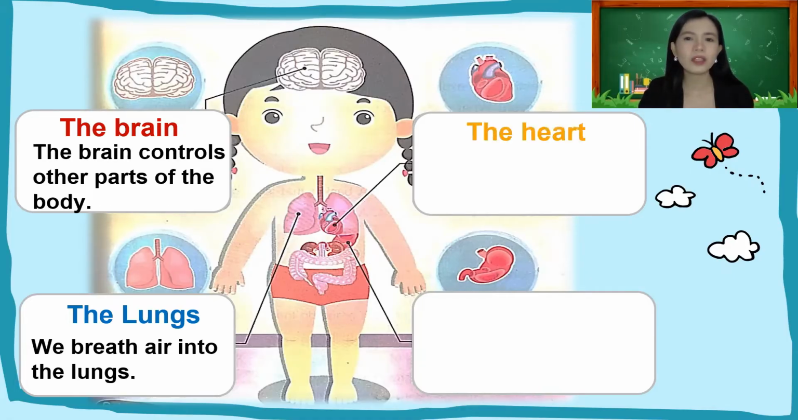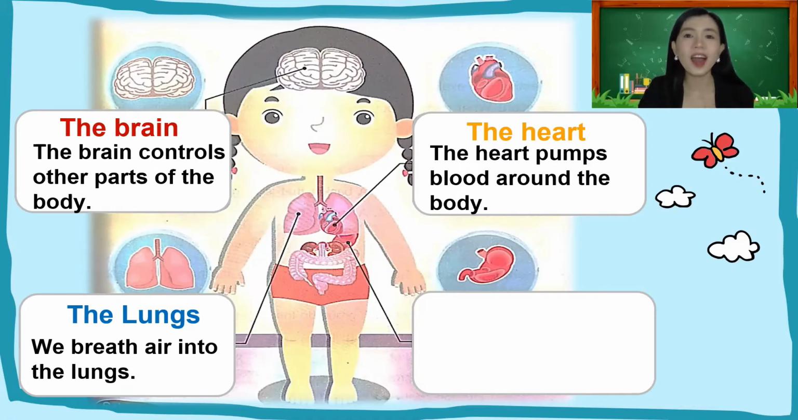And of course, we also have heart. Can you say that again? Heart. It is in the middle of the chest. Now, the heart pumps the blood around the body. What is the function of the heart? The heart pumps blood around the body.